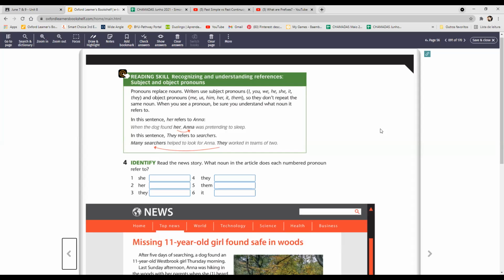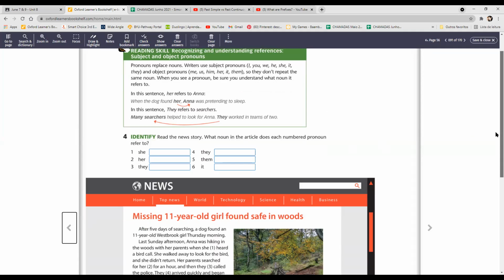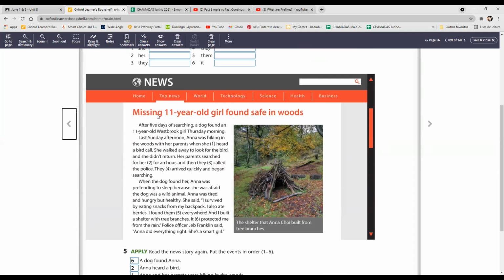So first, before we get into past continuous, let's take a look at a story that happened, and a dog found the girl who got lost in the woods. As you can see here, you have the title of the text. It's a reading, Missing 11-Year-Old Girl Found Safe in Woods.